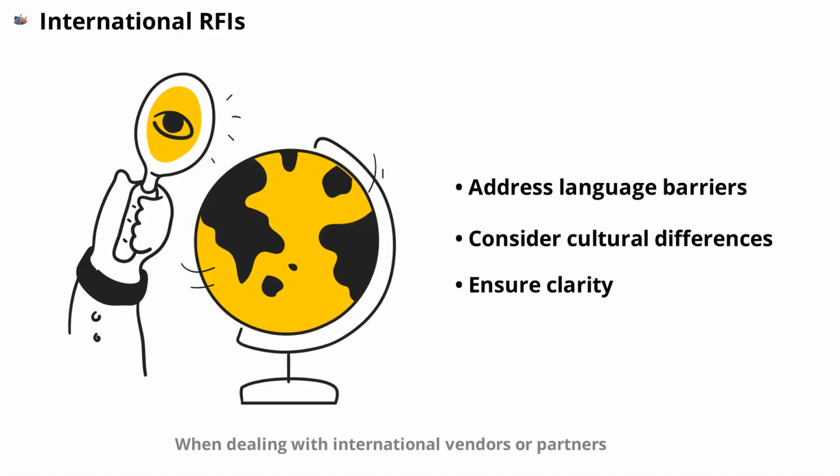When dealing with international vendors or partners, RFIs may need to address language barriers, cultural differences, and varying business practices. It's important to use clear language and provide context to avoid misunderstandings. Being aware of these challenges helps ensure effective communication across borders.